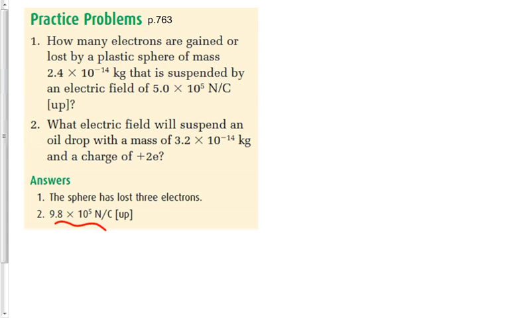We've got an oil drop here that is positive, because it says it's plus 2e. It's positive. We have a gravitational force downward. Which way does the electric force have to be here? Upward. Otherwise, it wouldn't be suspended, right? It has to balance the gravitational force. If the electric force is upward, then which way does the field have to be?